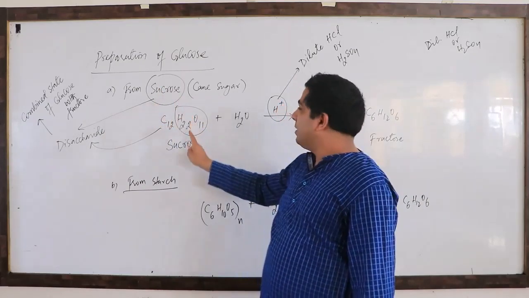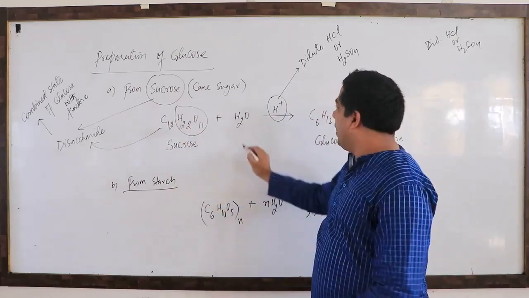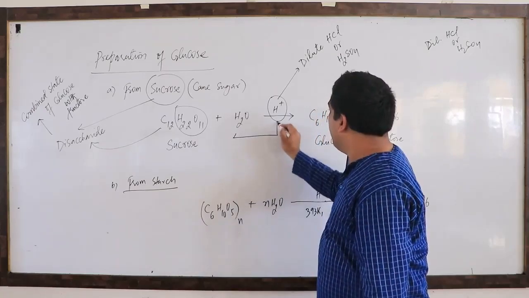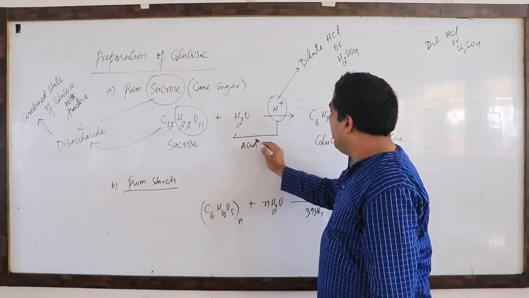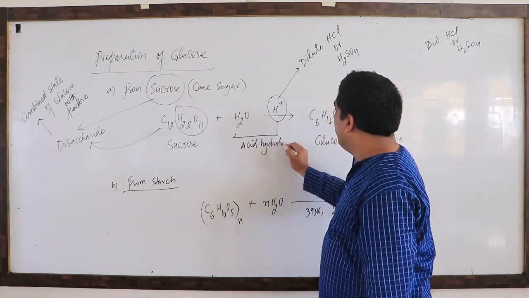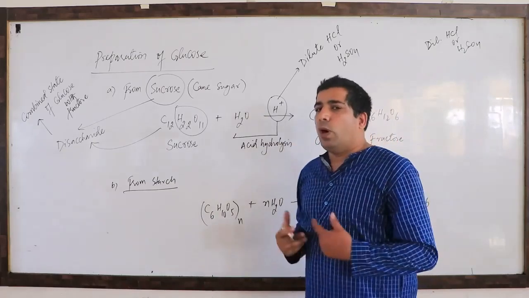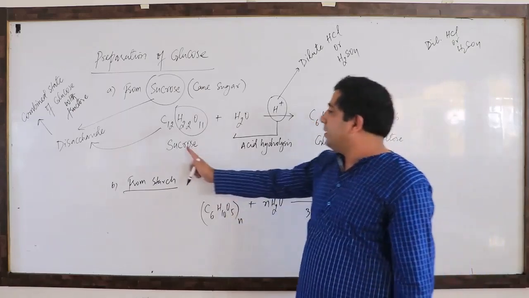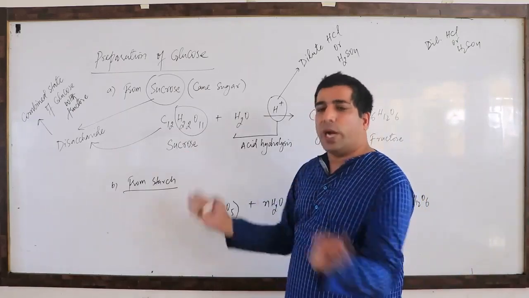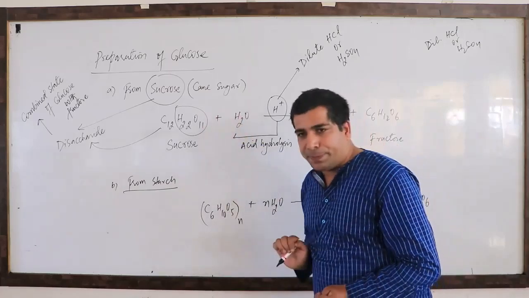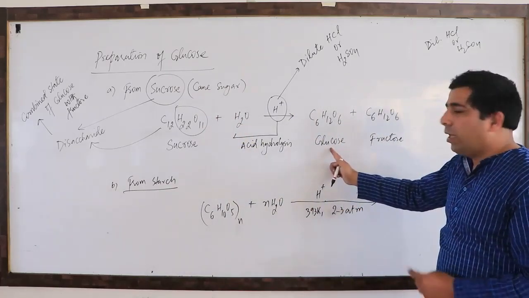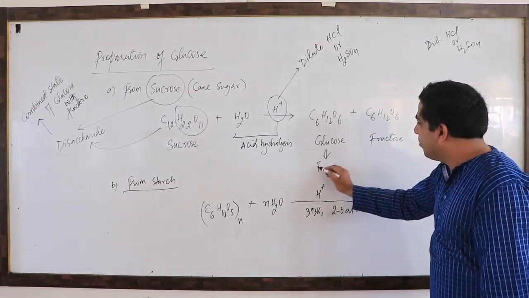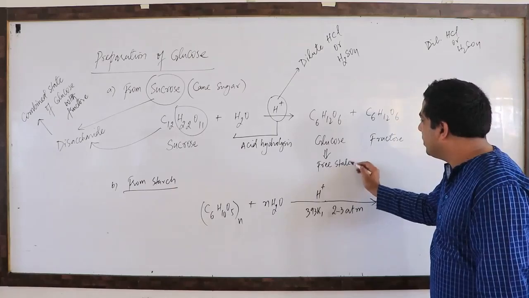How? I will take the sucrose molecule and now I am adding water to the sucrose in presence of an acid. This is known as acid hydrolysis, which means I am adding water in presence of an acid. This sucrose molecule will break into two parts by the addition of water. And those two parts are glucose and fructose. Now this is actually the free state of glucose.